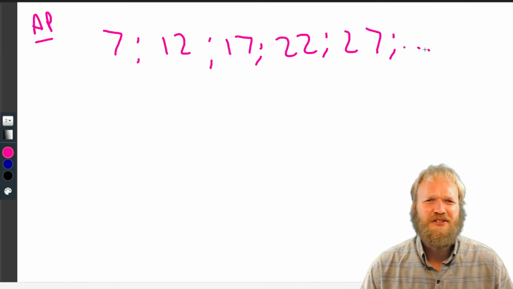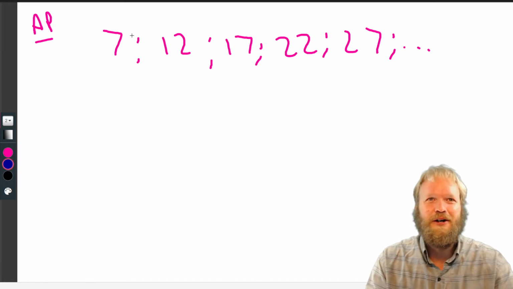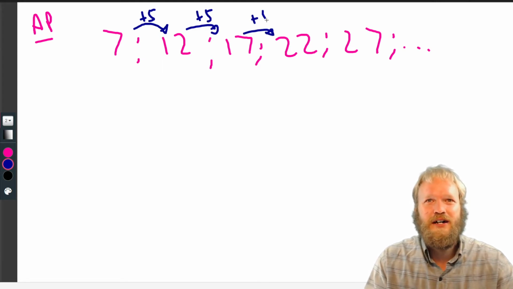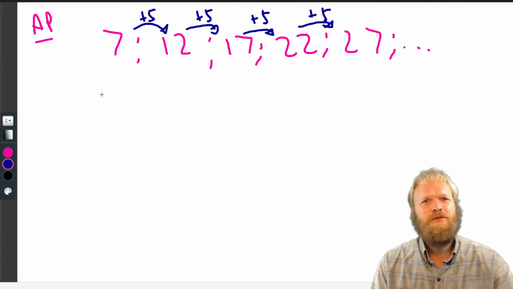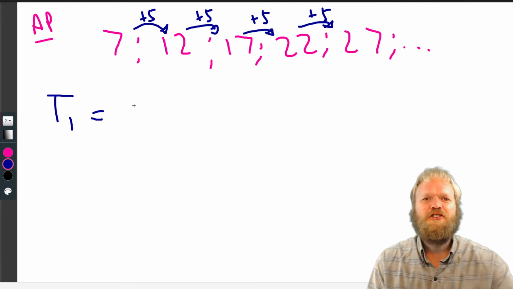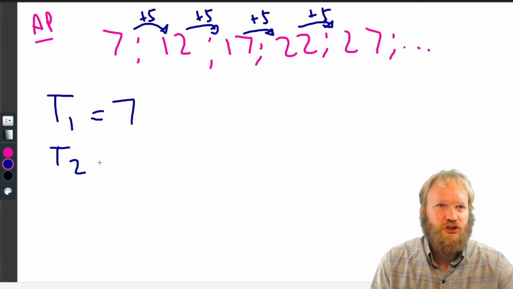What's the pattern to this sequence? With a bit of luck, we're awake and going, well, this was plus 5, and then this was another plus 5, and each time it's plus 5, plus 5, plus 5. So let's say our first term is T1. What is our first term? My first term is 7.